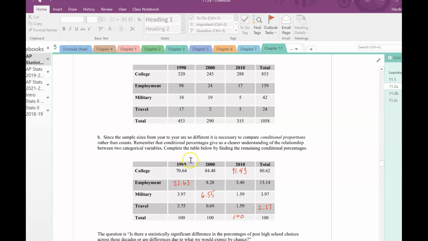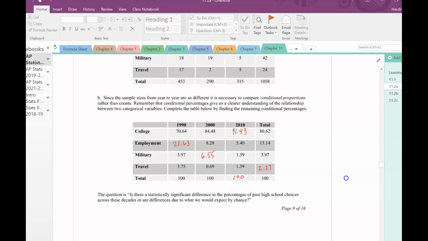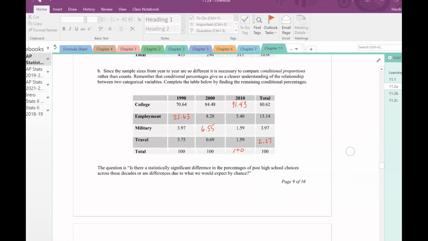So 320 out of 453 is about 70%. So we're going to take a look at this because the totals in all of the categories are so different that comparing the counts wouldn't really give us useful information. So instead we're going to take a look at this where it gives the percentages. And then you can see in here that the percentages are different. So in 1990, about 70% went to college. In 2000, about 84% did. In 2010, 91% did. So there is some evidence there that these proportions are changing.